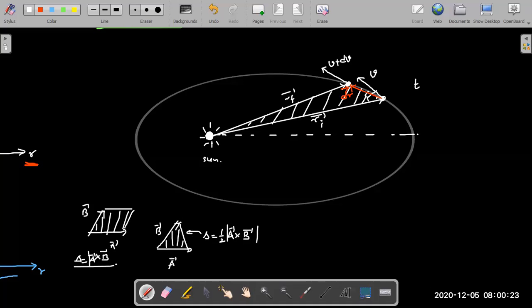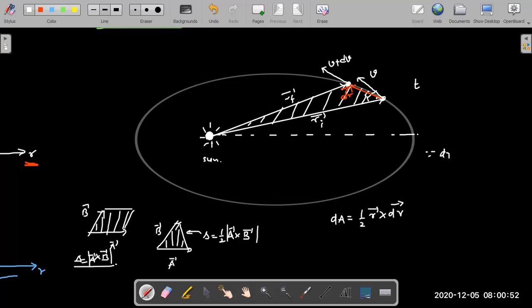Clear? Magnitude. Now here also the same logic, the small area swept can I write as half into R bar cross dr bar. Half into R bar cross dr bar. Is that right? Now what do you know about dr bar?